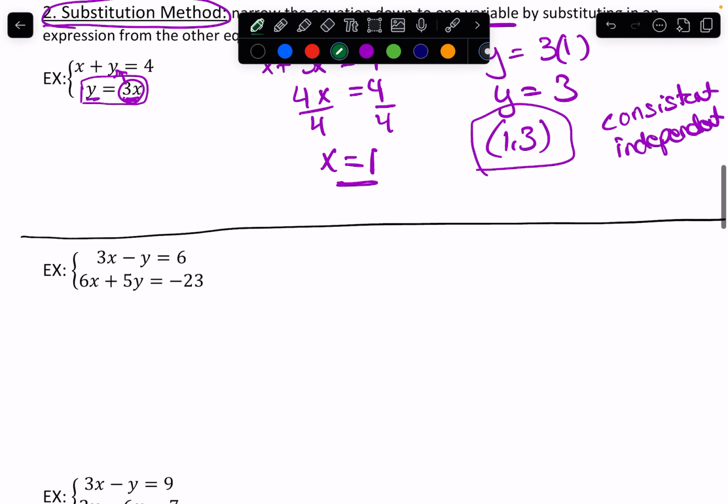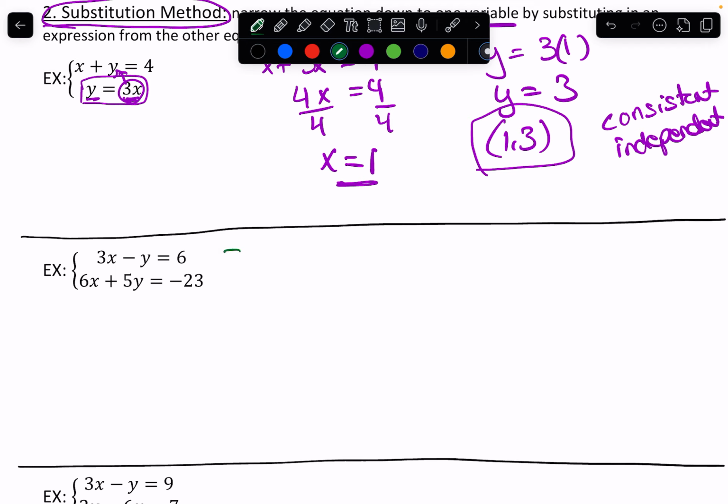Okay, let's look at this next one here. We've got 3x minus y equals 6 and 6x plus 5y equals negative 23. So this one is not as easy. We don't have y equals or x equals like we had in the previous one. So what we need to do is solve one of these for y.